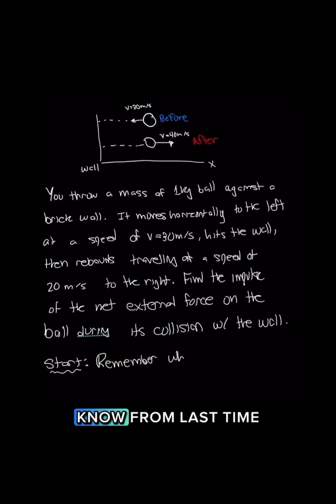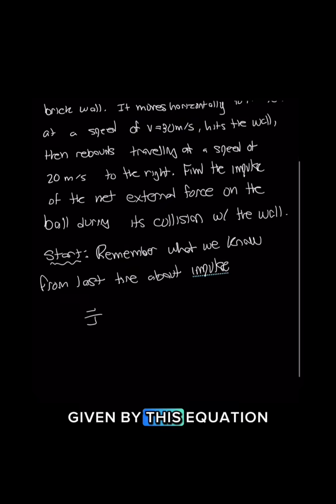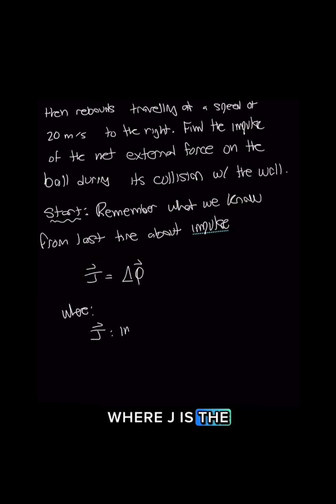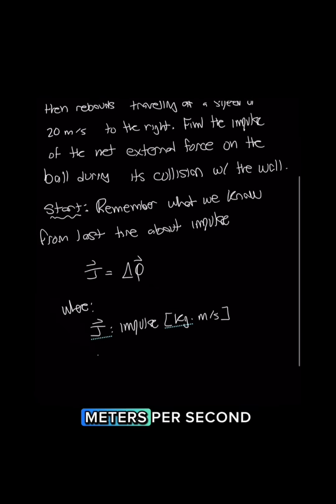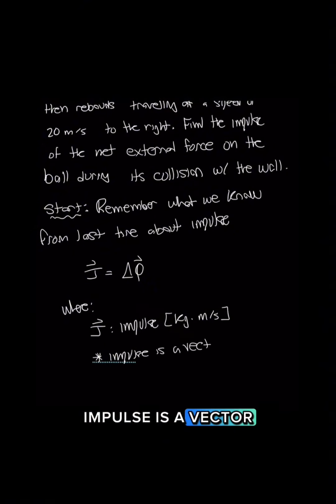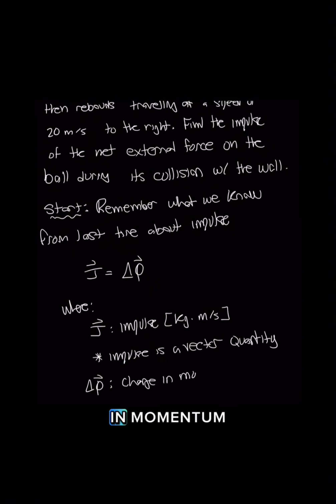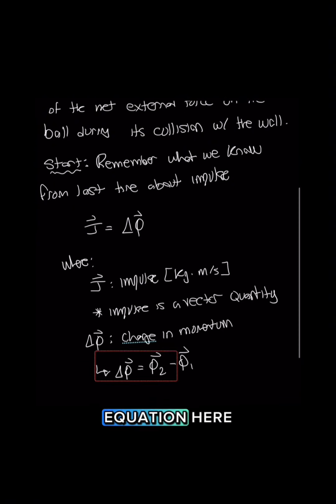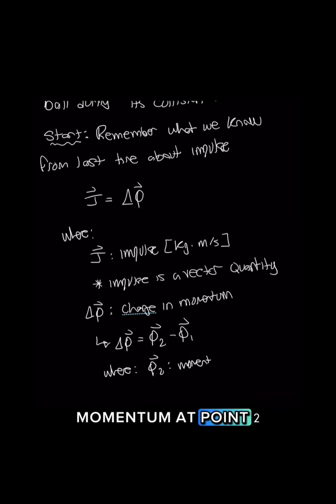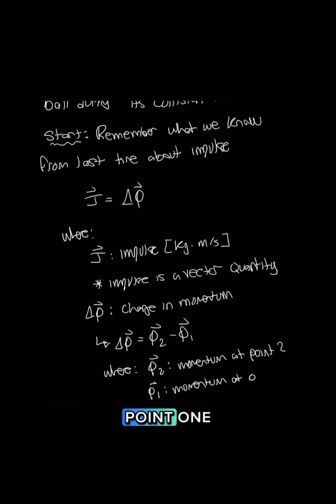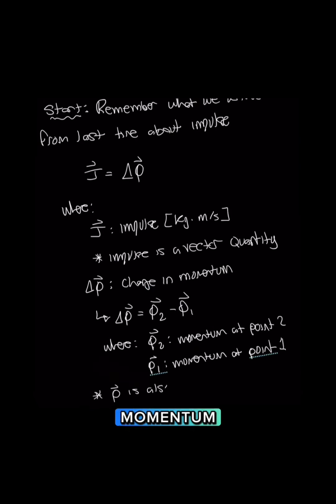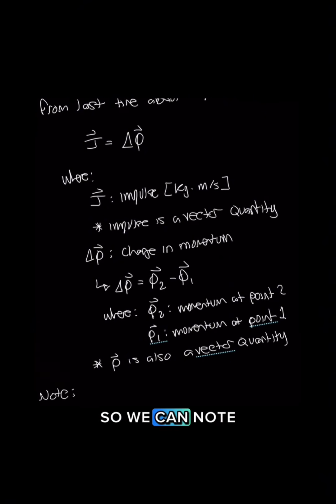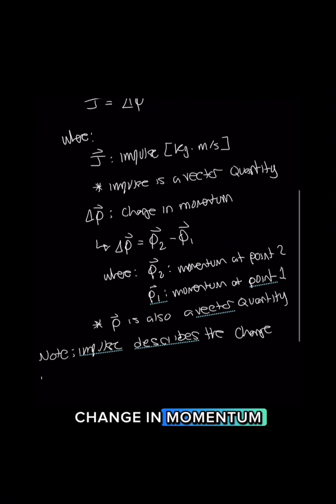To start, remember what we know from last time about impulse, given by this equation here, where J is the impulse with units kilograms times meters per second, remembering that impulse is a vector quantity, and delta P is the change in momentum, also given by this equation here, where P2 is the momentum at point 2 and P1 is the momentum at point 1. It's also important to note that momentum is also a vector quantity. So we can note that impulse describes the change in momentum of the object.